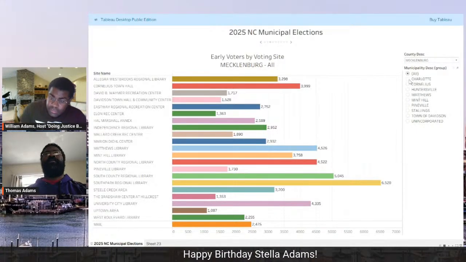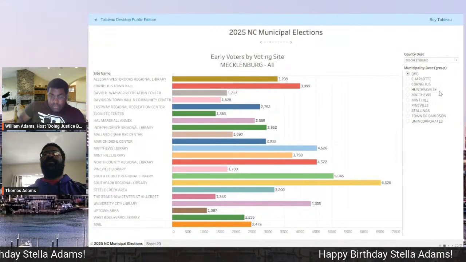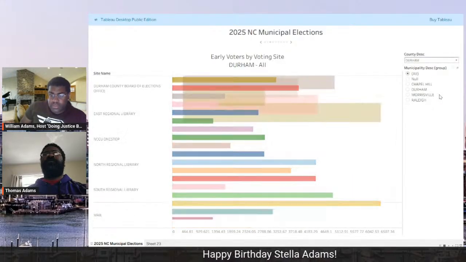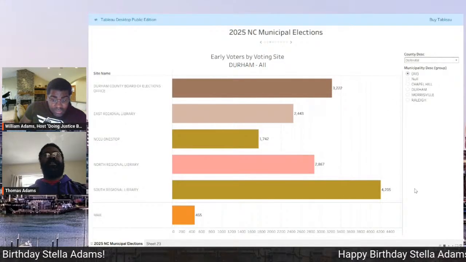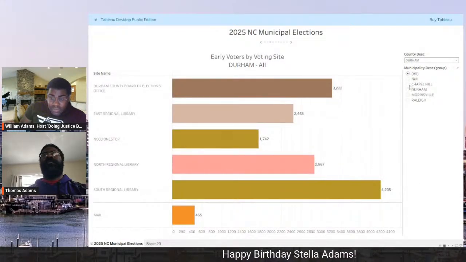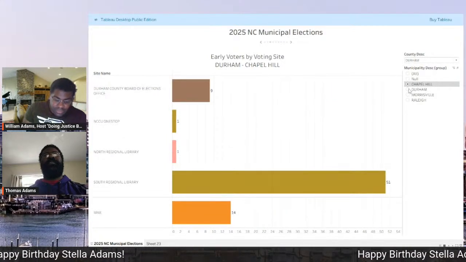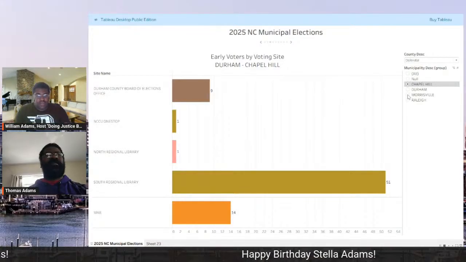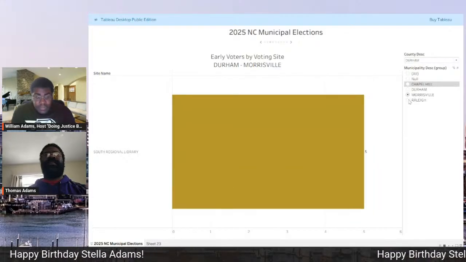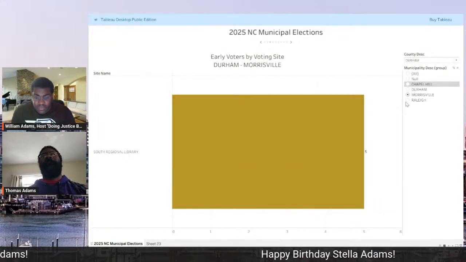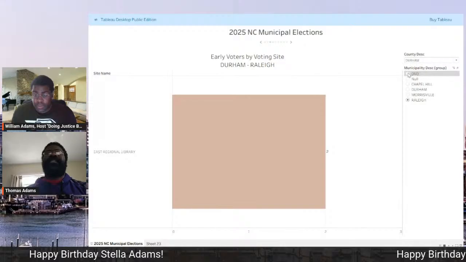Right. And I think if you see, like, in Durham County, you have the early voters by which voting site they voted at. You'll see that a few people from Chapel Hill voted in the Chapel Hill election, because they live in Durham County. So you can see South Regional Library. They voted early, and even a few in Morrisville. East Regional Library for those in Wake County.